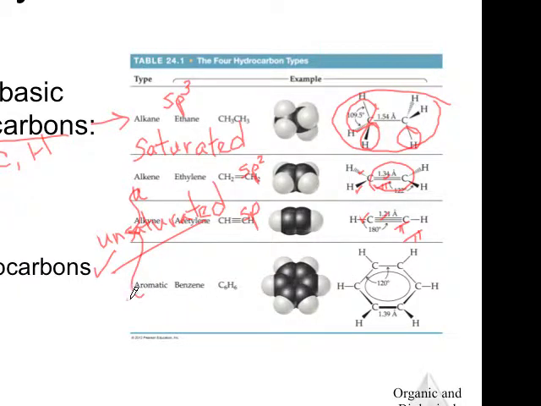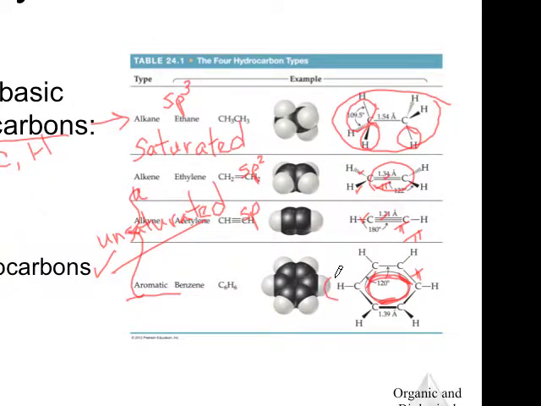And an aromatic hydrocarbon is a special animal. You see a circle here because really what you have are alternating single and double bonds, but because of resonance, something that we learned about in our discussion about VSEPR, those double bonds move so much that you end up with a circle of electron density from the pi bonds.